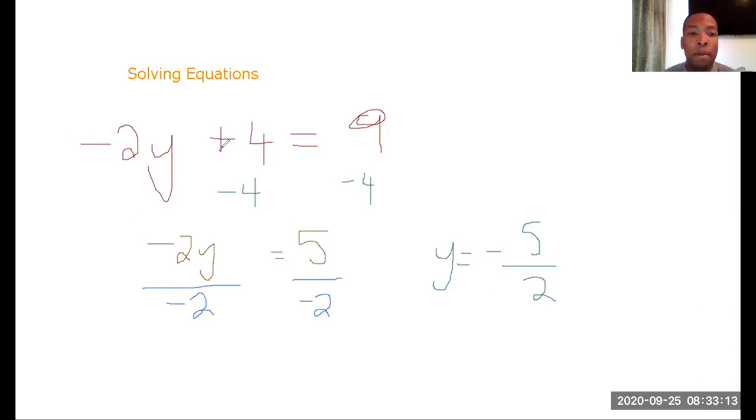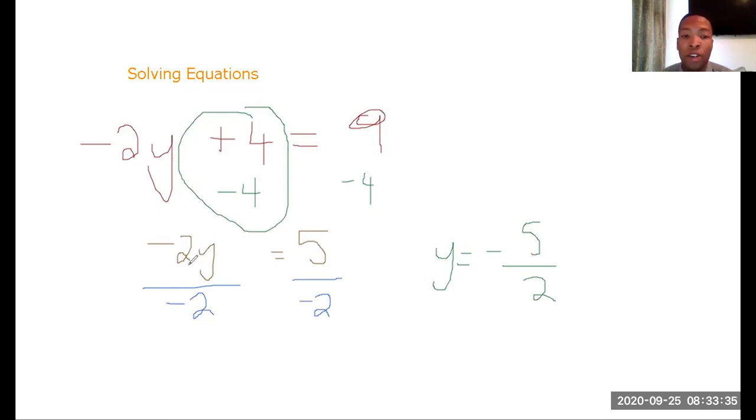So just to recap, my goal is to get y by itself, or whatever variable it is. And since this is plus 4, I'm going to do the additive inverse, which is minus 4, and then I'm going to do that on both sides, which leaves me, this right here becomes 0. So it leaves me with negative 2y is equal to 9 minus 4, which is 5.